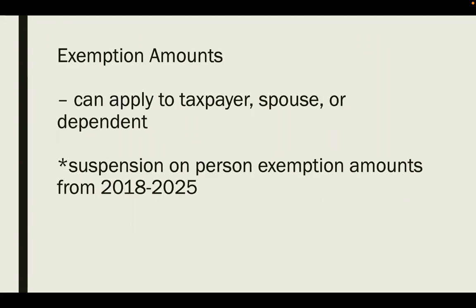Now, exemption amounts. I'm not real familiar with exemption amounts because none apply to me, but an exemption amount can apply to a taxpayer, a spouse, or a dependent like a child. So if you have kids, I do not have kids, I think you get a child exemption, right? Those are just more things that we subtract from your adjusted gross income to find your taxable income. This is just to lower your taxable income so you pay less taxes.